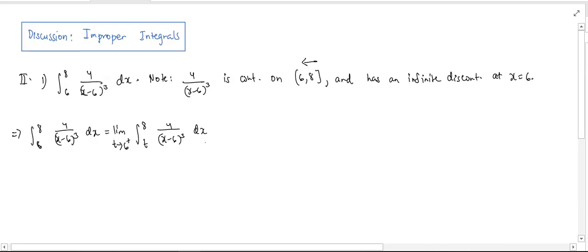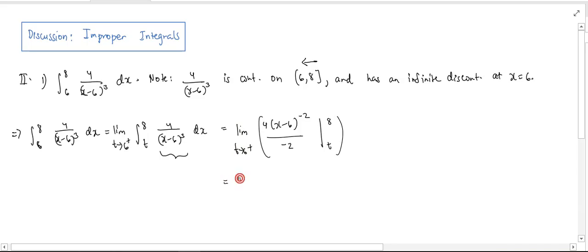Okay, so again, the question is, what is the antiderivative of our function? We again look at this as 4 times (x minus 6) raised to negative 3. So the antiderivative is easy. It's 4 times (x minus 6) raised to negative 3 plus 1, or negative 2, over negative 2. And then we evaluate from x equals t to 8. And then we take the limit as t goes to 6 from the right.